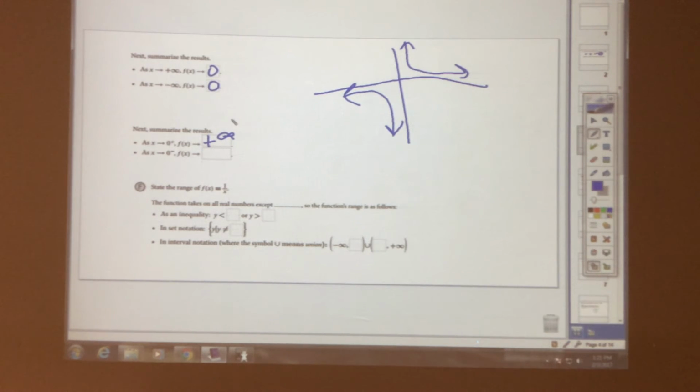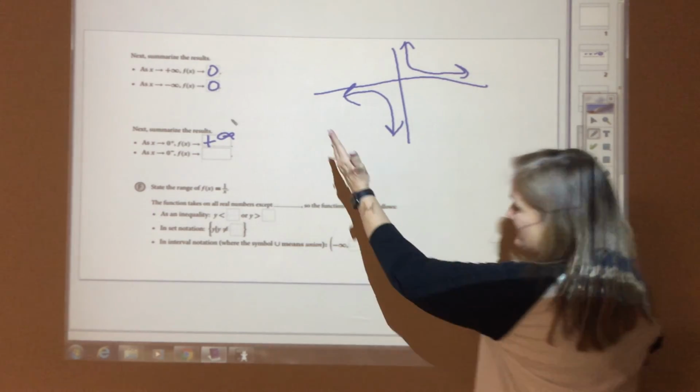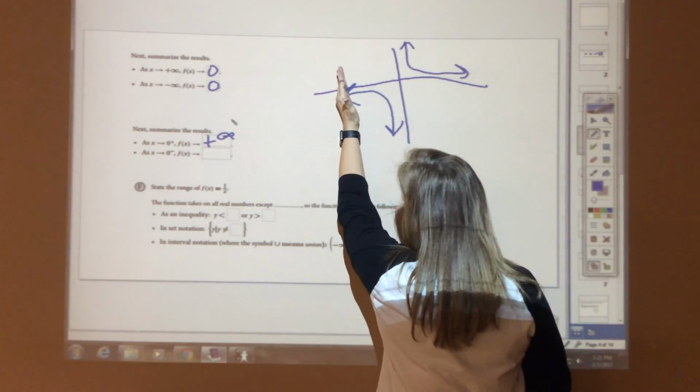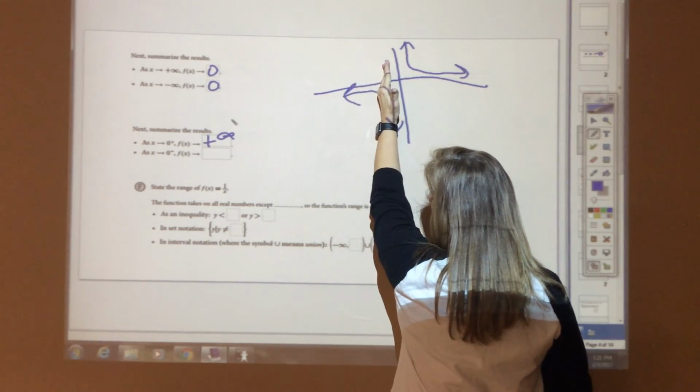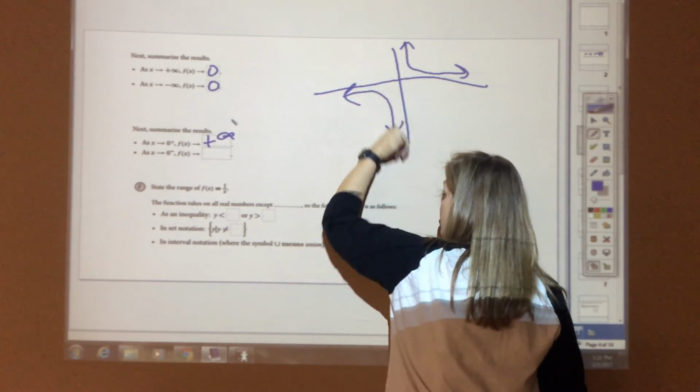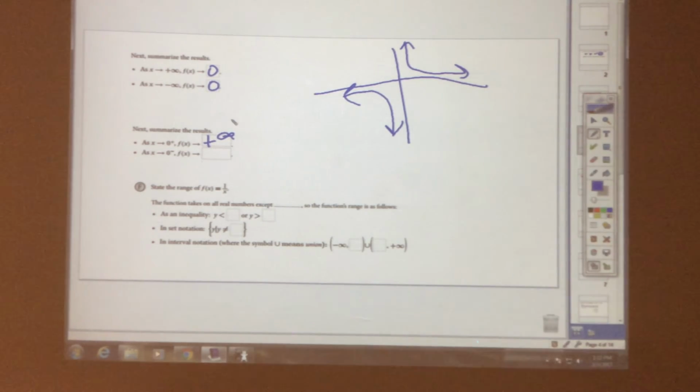All right, next one. As x approaches 0 from the negative side, as we move this way on the graph, as x approaches 0 from the negative side, what does f of x do? Approaches negative infinity. Any questions?